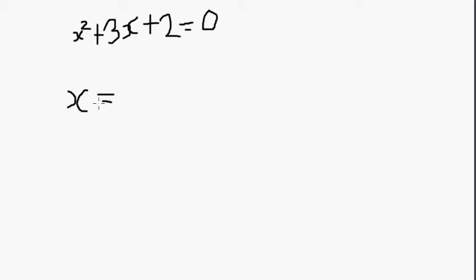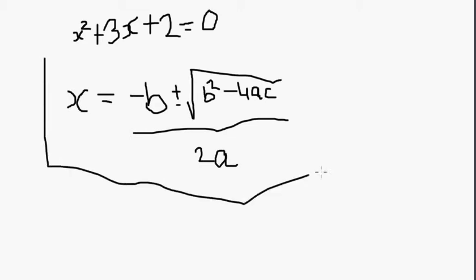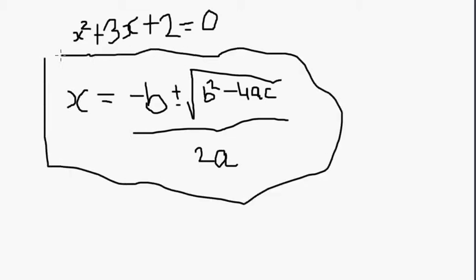minus b plus or minus the square root of b squared minus 4ac, all divided by 2a. This is the formula to solve the quadratic equation. This is quite simple actually, and this is how we're going to solve quadratic equations.